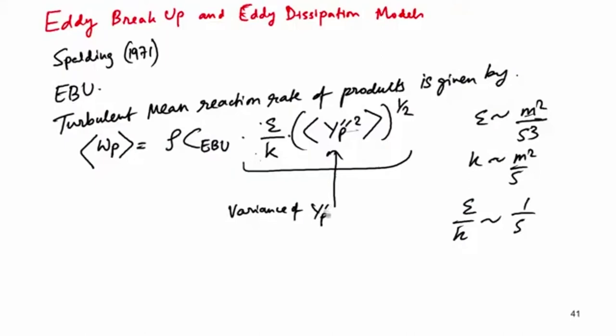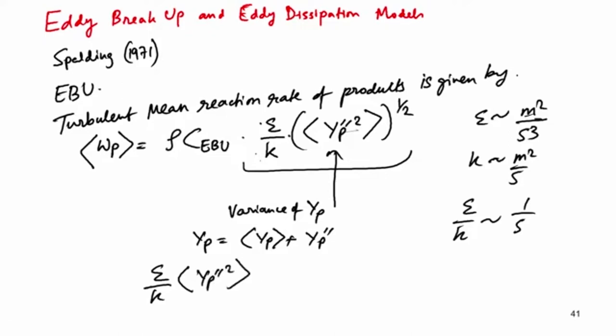And of course, Y_P double prime, this one is the variance of Y_P, whereas Y_P is given by mean Y_P plus Y_P double prime. So this is not Favre average. Okay, so you see what I am saying is that this epsilon by k times Y_P double prime square is like a scalar dissipation rate of the products, and that is essentially proportional to 1 by time. But this is slightly different also, because scalar dissipation rate has a square here, which is not here. Okay, so this is what the eddy breakup model is. It says that the mean reaction or the mean production rate is essentially equal to the mean mixing rate, and that is essentially the inverse of the mean mixing time scale. Okay, so that it is.